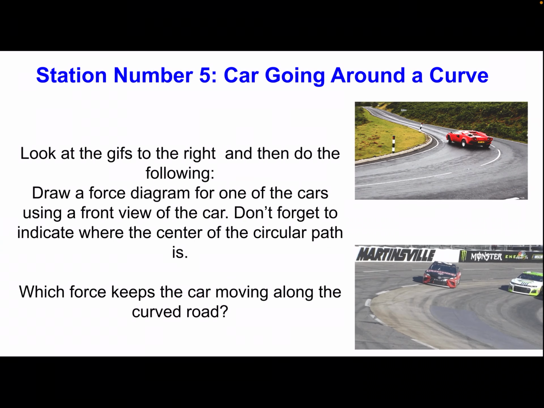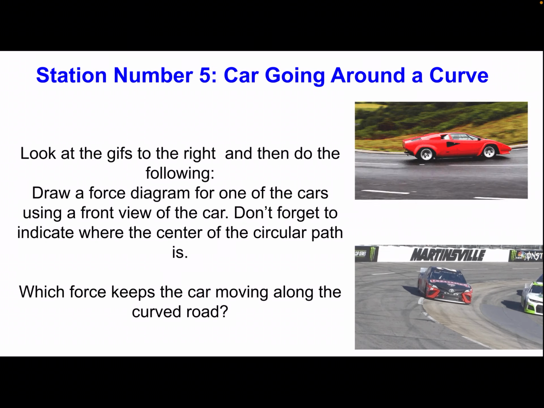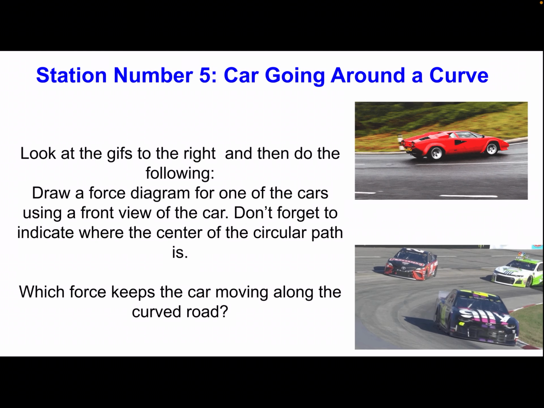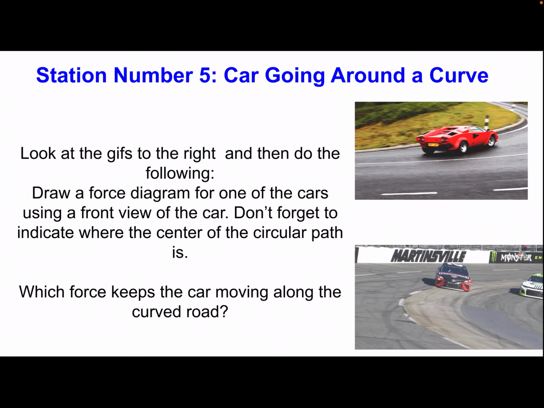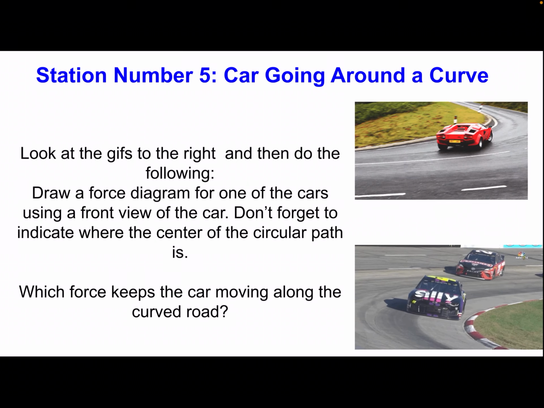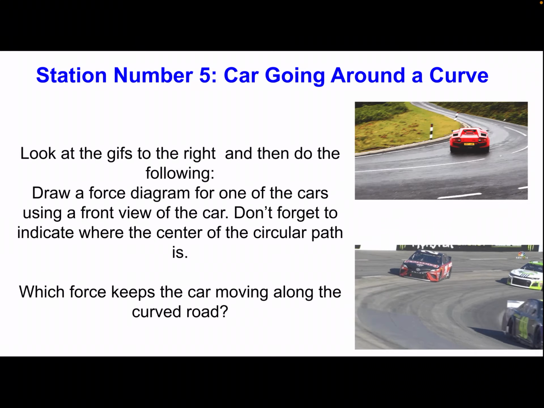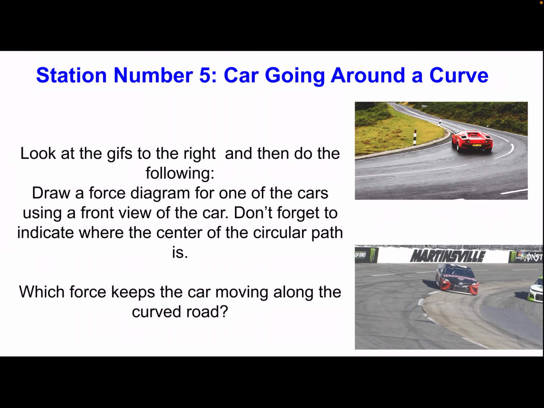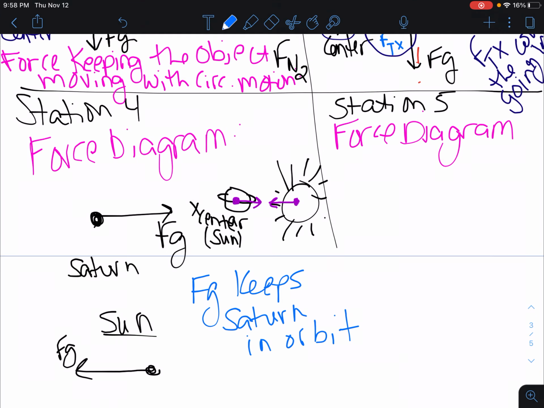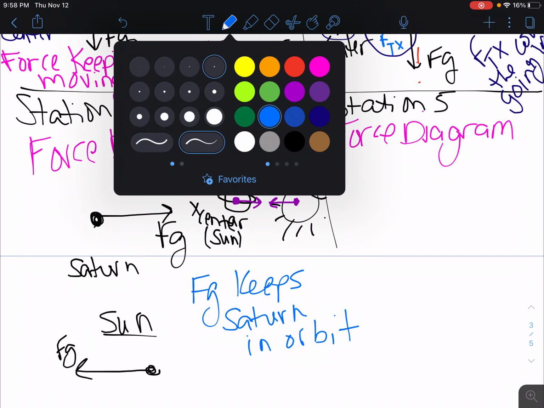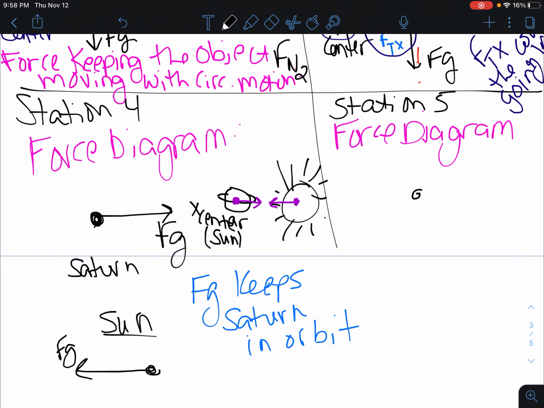Okay, we have some cars here. I tried to find 2 different examples, and they're going around a curve. So you can kind of see the cars are sliding out around that curve. So let's talk about what's going on with the cars. Okay, so the cars are going around in a circle. They are on a surface and they are being pulled on by gravity.